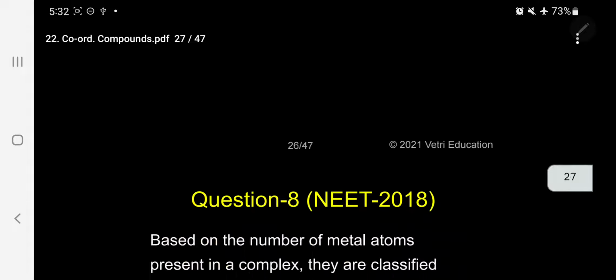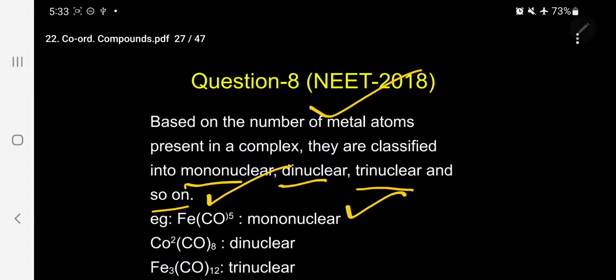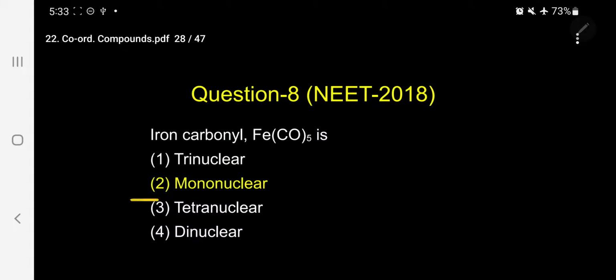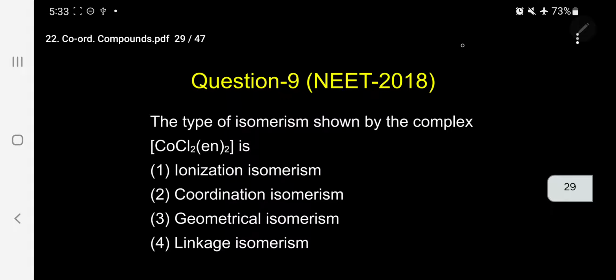So let us see the answer now. Based on the number of central metal atoms present in a complex, they are classified into mononuclear, dinuclear, trinuclear and so on. Example: Fe(CO)5 is mononuclear, Co2(CO)8 is dinuclear, Fe3(CO)12 is trinuclear. So very easily we can arrive at this answer. So the correct answer is 2, mononuclear.